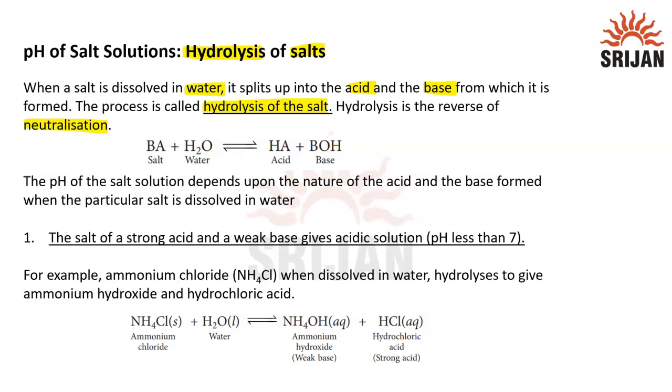So what exactly happens? We have a salt BA, which is formed from B positive and A negative, and the water contains H positive plus OH negative. Now the cation H plus will react with A negative and they will form HA. Similarly, OH negative will react with B positive and they will form BOH. So that's how they will form the corresponding acid and base from which they are being formed.